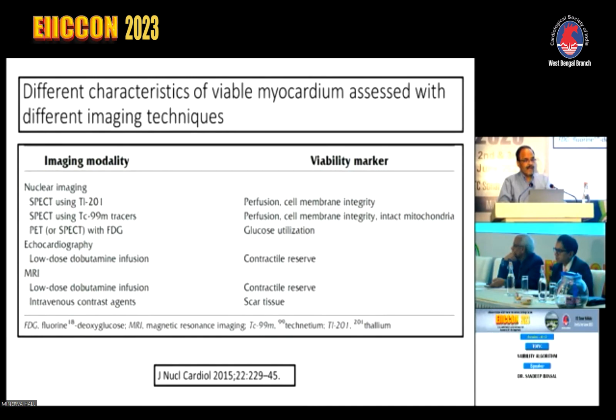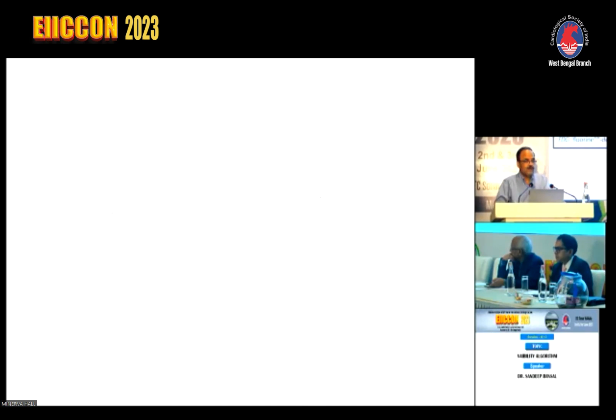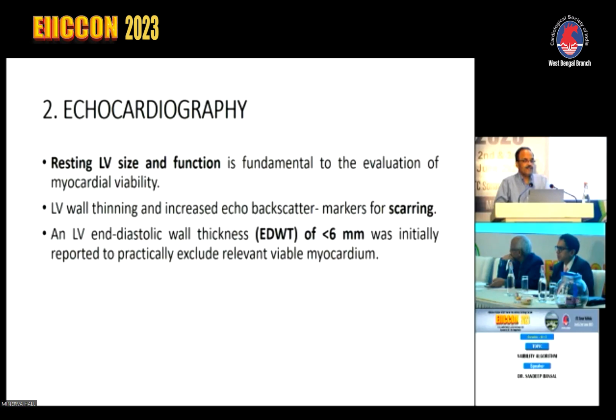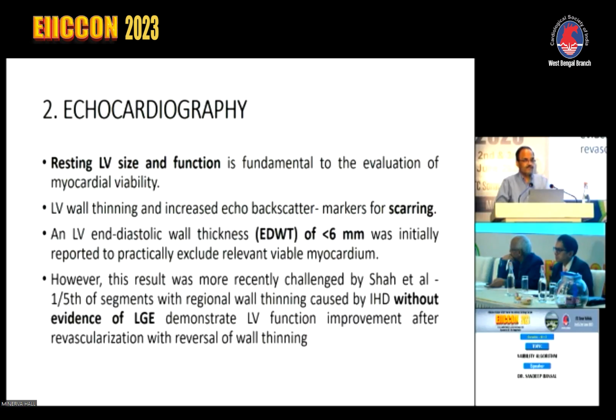Echocardiography and dobutamine MRI use contractile reserve, and the plain MRI uses the presence of scar tissue as a predictor for viability. Now, as far as echocardiography is concerned, we have known that if the ventricular wall is excessively thinned out, a ventricular wall thickness of less than 6 millimeters is a very clear indicator that this is likely to be non-viable myocardium.